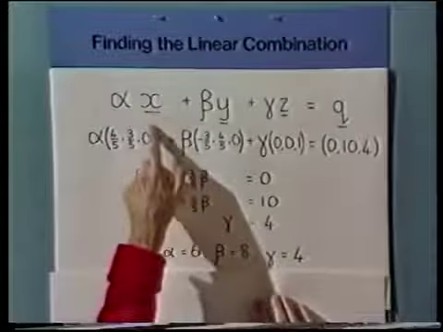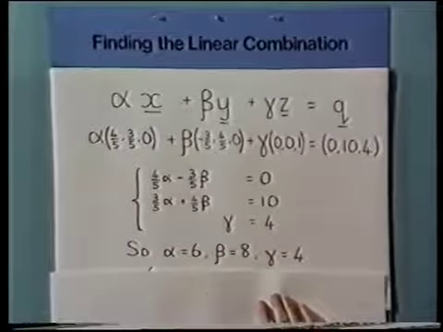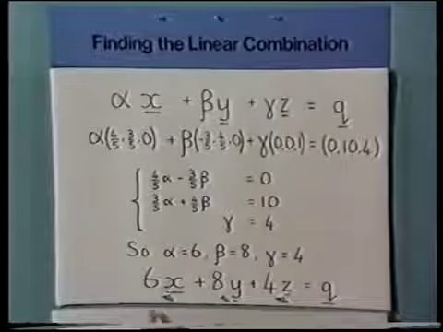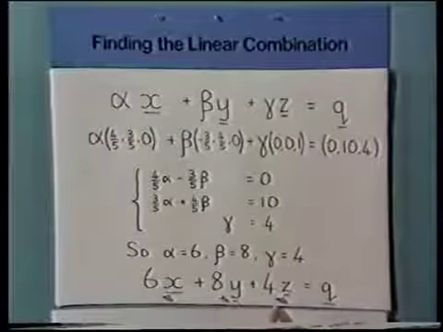So the only way in which this top equation can hold is for those values of alpha, beta, and gamma that we've just said. In other words, that q is 6x plus 8y plus 4z.